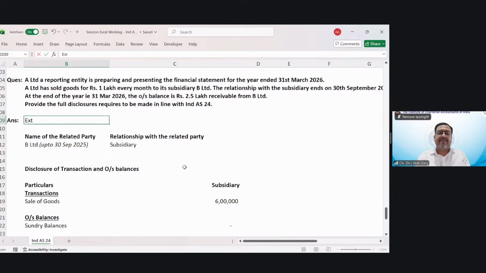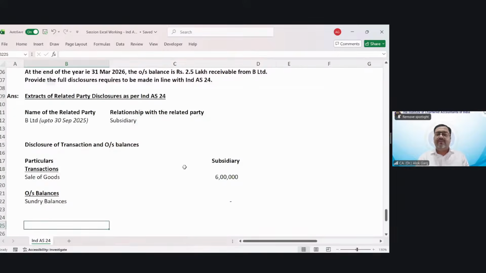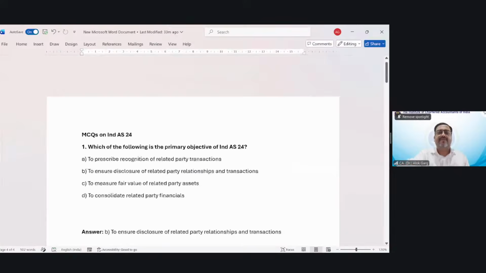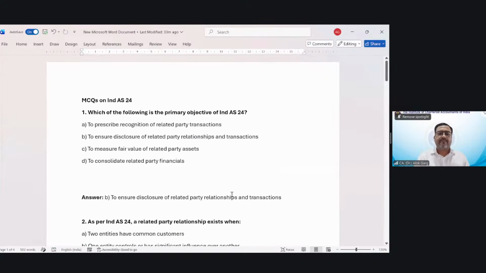Related extract of related party disclosures as per Ind AS 24. Okay. So with this example, it is very much clear also. Friends, now let's have some MCQs to check your understanding. Let's have some MCQs.